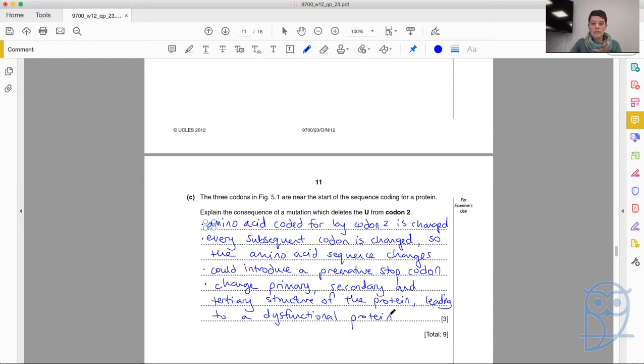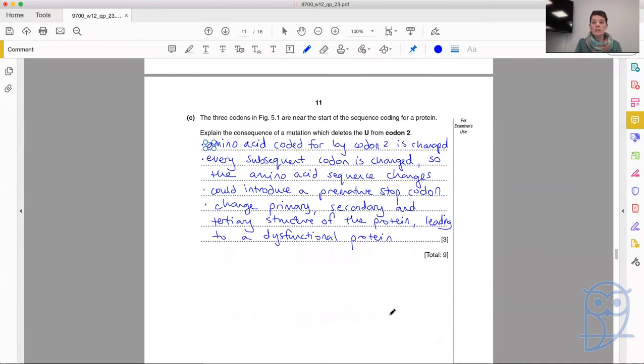So in this question, they're not asking us how did this mutation happen. They're asking what's the consequence. So we've got this mutation, we've changed the second codon. From here, what is going to be different moving forward? Are you happy with this question?